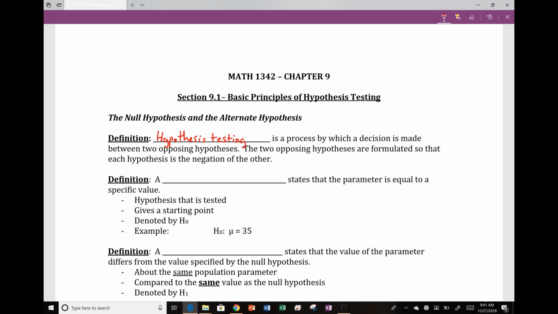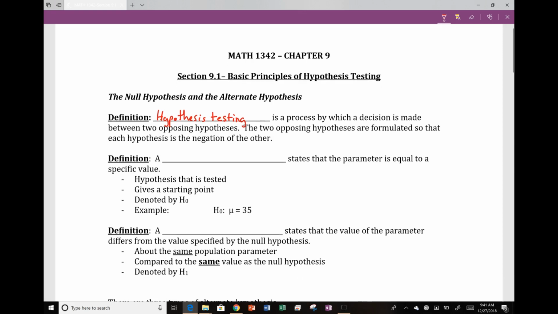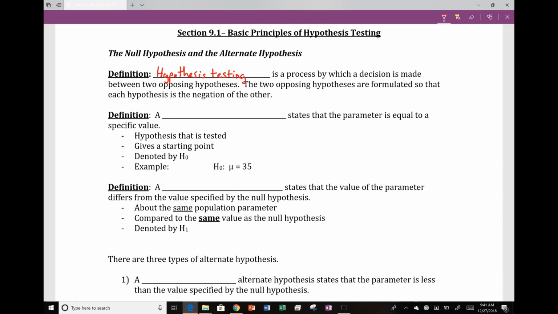They're formulated so that they negate each other. They're opposites of each other. They complement each other. You're either one or the other one. Recall back when we were talking about binomials. You had to be in one group or the other group. Same thing with hypothesis testing. We're only going to have two possible outcomes here. And so when we look at this, we have two different hypotheses.